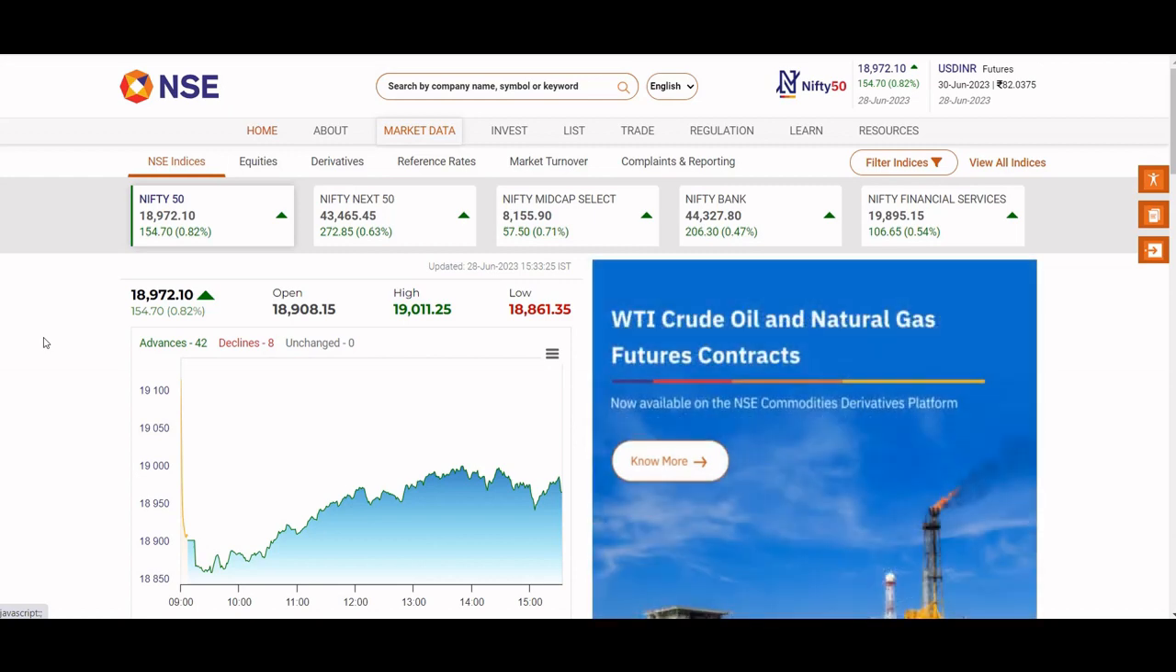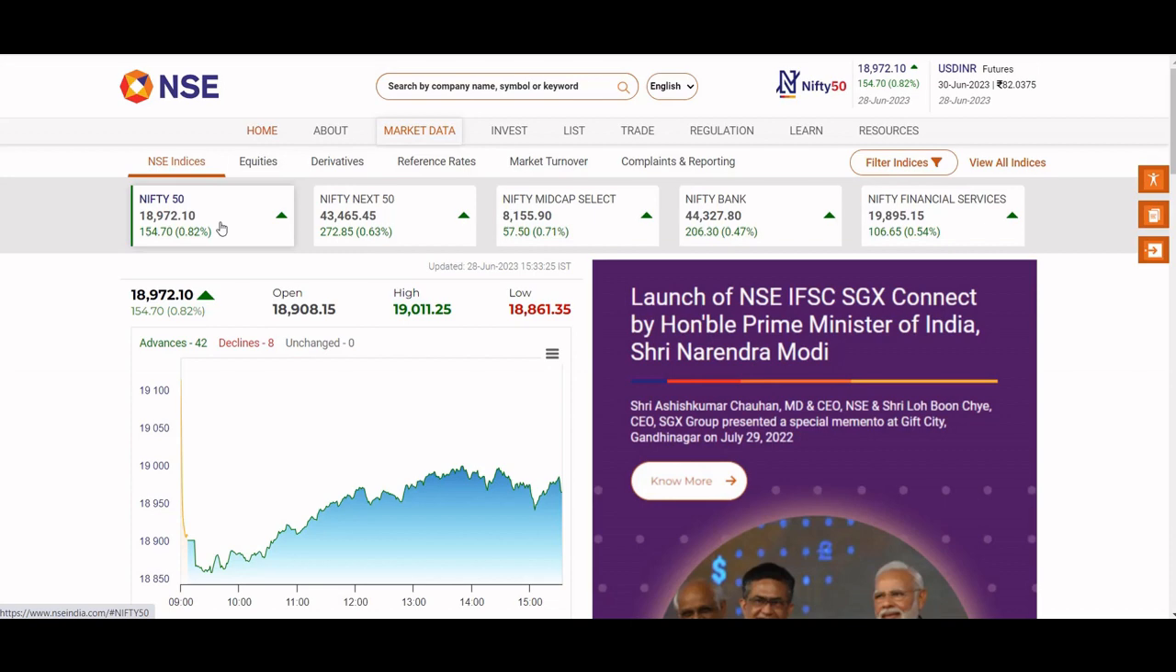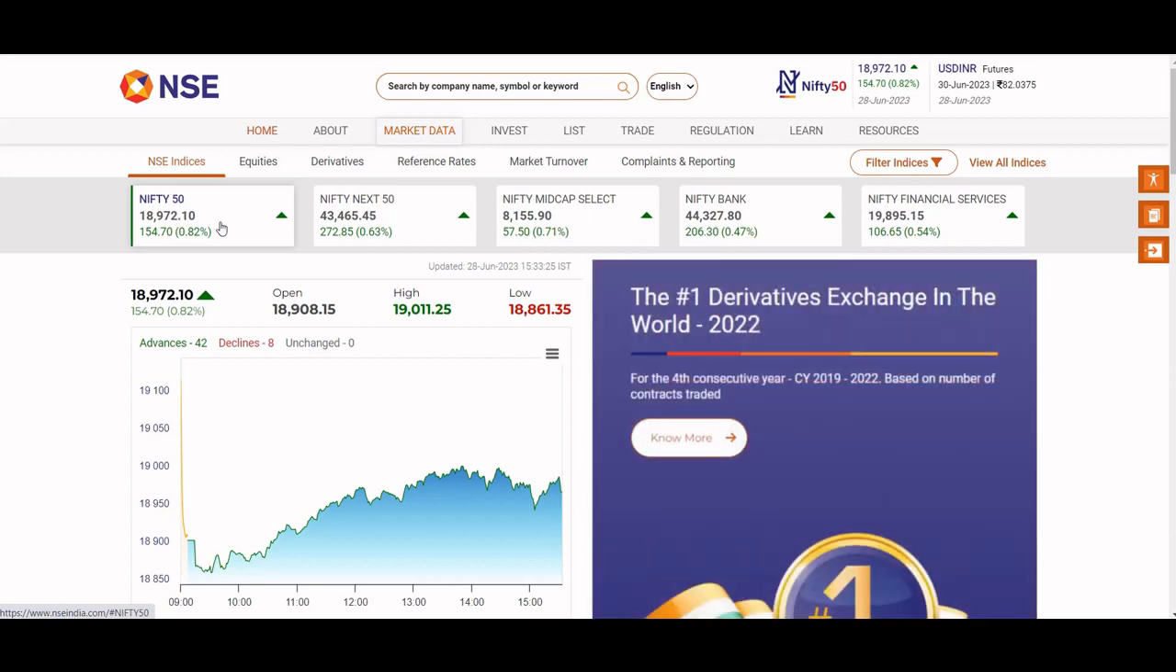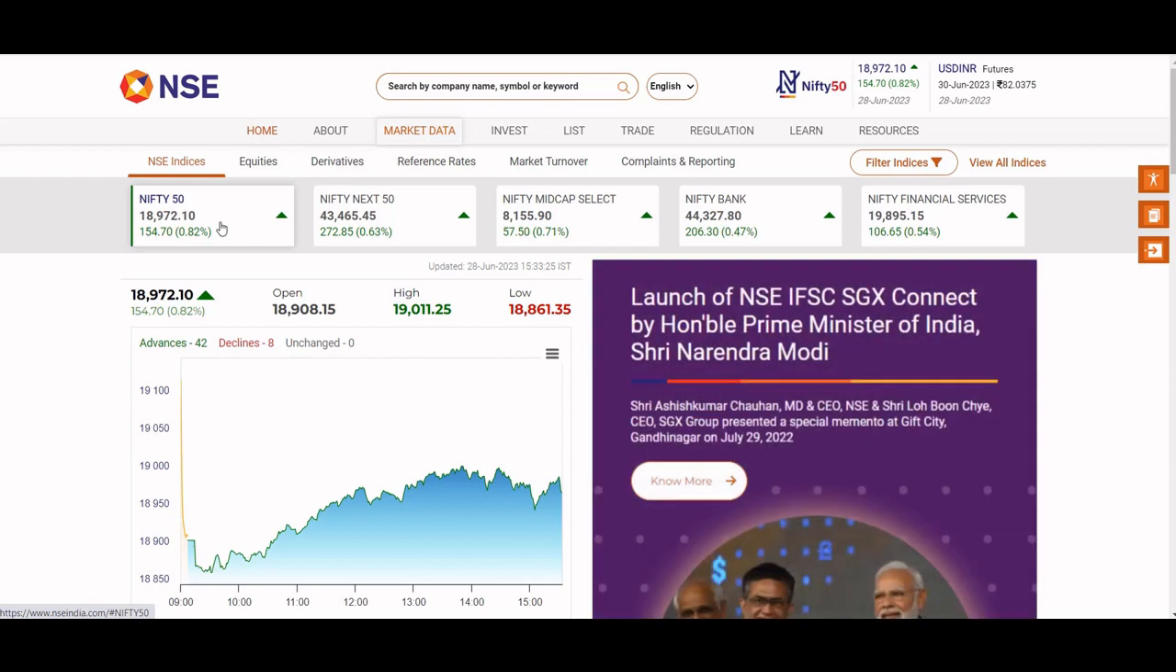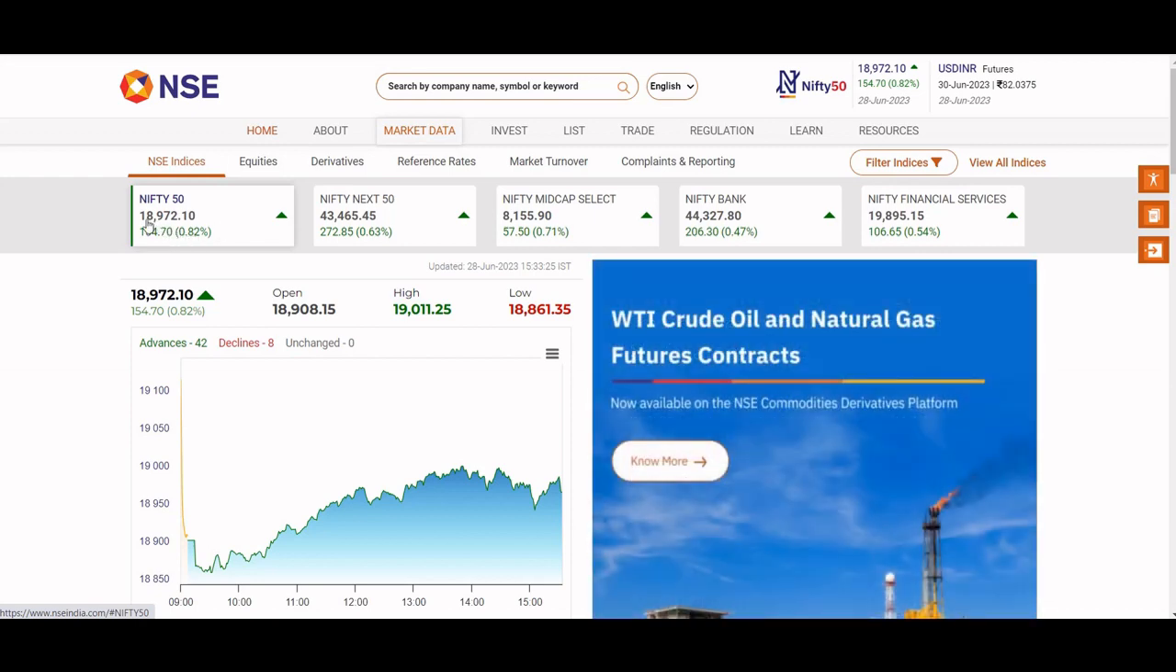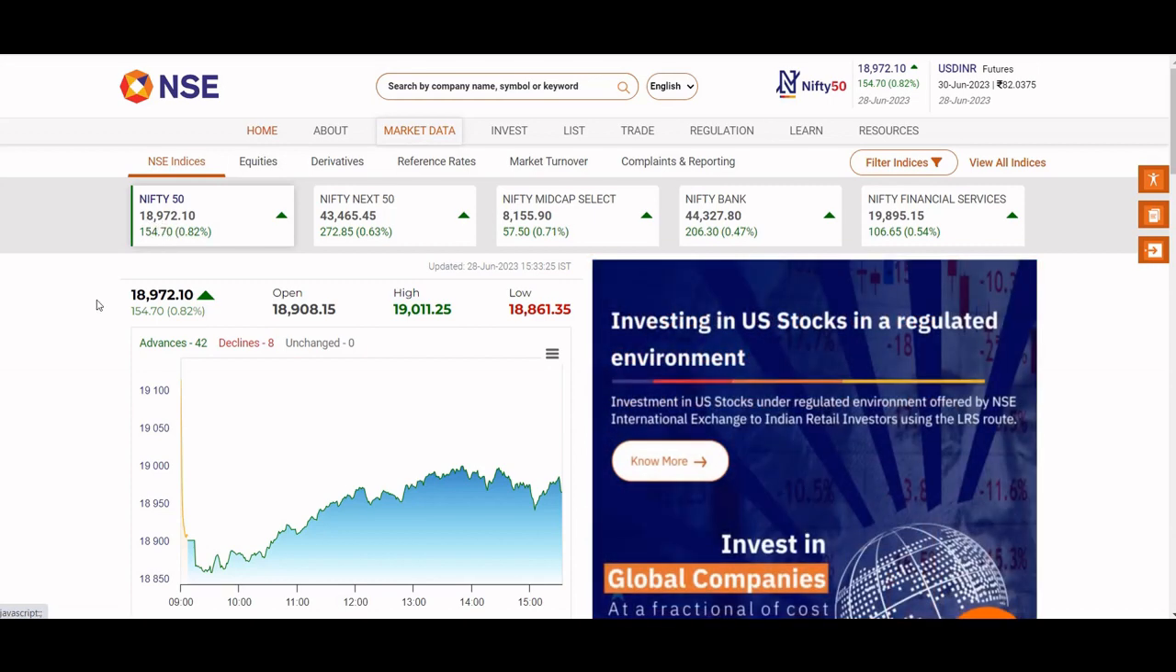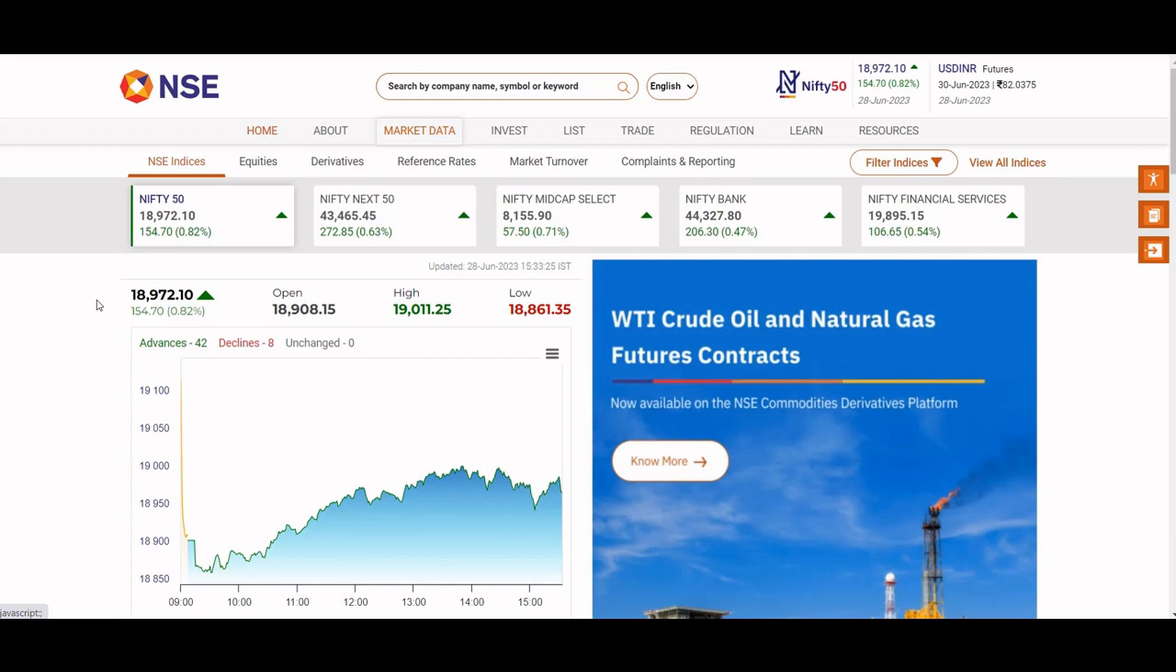If you look at the Nifty's price, it is 18,972.10 as of today, the 29th of June, and there are no underlying stocks available for Nifty 50. So we cannot directly buy the Nifty 50, and it is also trading at the level of 18,000 rupees. If you want to invest in Nifty 50, there are multiple ways. We'll look at them one after the other.